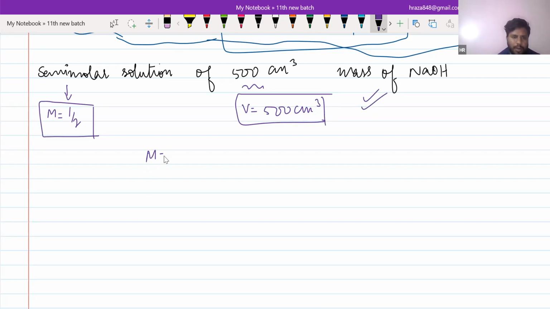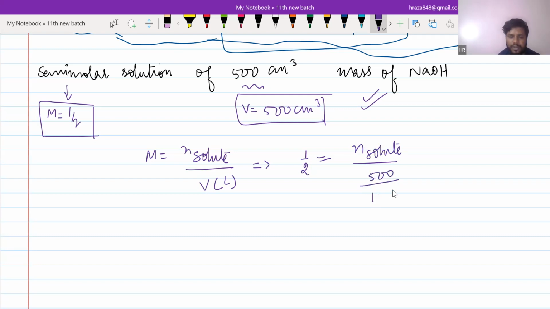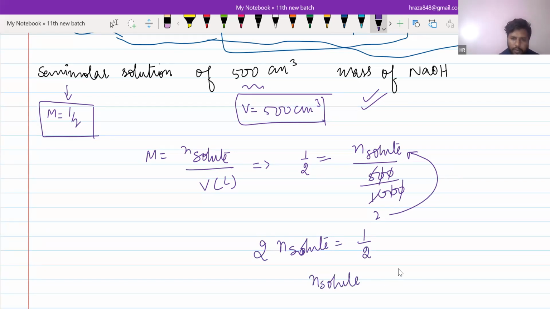Now see, we have a formula: molarity is equal to number of moles of solute upon volume of solution in liter. Molarity is given as half, and the number of moles of solute we need to calculate, upon volume of solution 500 centimeter cube, which means divided by 1000. So this 0 will be cancelled, and this 2 will come here: 2 into number of moles of solute equals 1 by 2. So the number of moles of solute will be 1 by 4 moles.